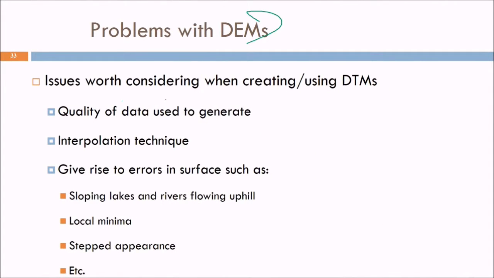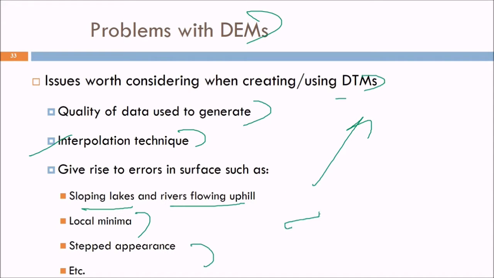What are the problems with DEMs? Issues worth considering when creating or using DTMs. First is the quality of data used to generate it. Then what interpolation technique was used, which, of course, gives rise to errors in the surface, like sloping lakes, rivers flowing uphill, local minima, and stepped appearance.